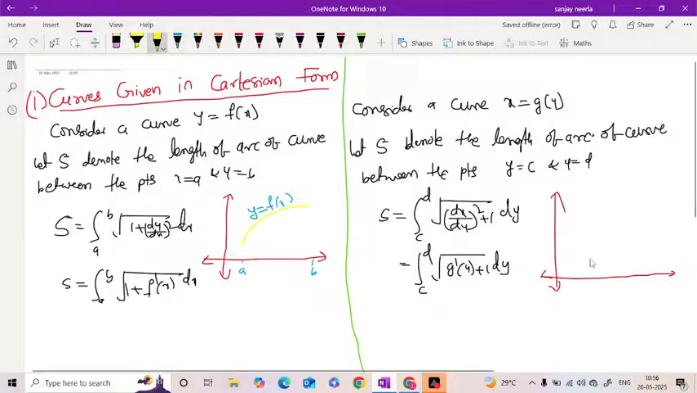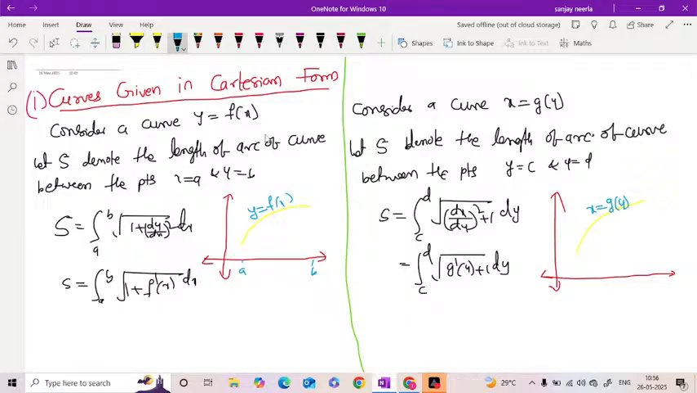Geometrical view is, I am taking the same curve. So this is the curve, and this curve we can write y is equal to function of x, or we can write x is equal to function of y also. Two ways we can write. Now in this one we will take the lowest and highest value of y. Now y is equal to c to d. So this is the result. So anyway, finding the length of the curve, we have two options. We can write in terms of x, or we can write in terms of y. Okay, so this is the first way.